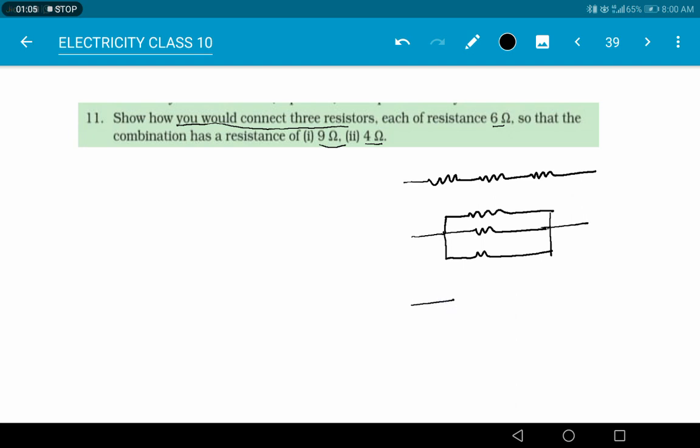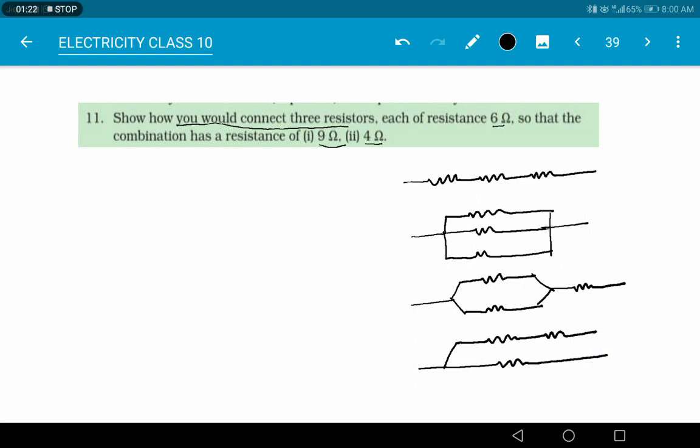We can connect two in parallel and the effective one in series. Otherwise, two in series and one in parallel. So these many combinations are possible. Let us check. They are asking in which combination we are going to get 3 ohm, 9 ohm and 4 ohm resistances. Right. So 6, 6, 6.